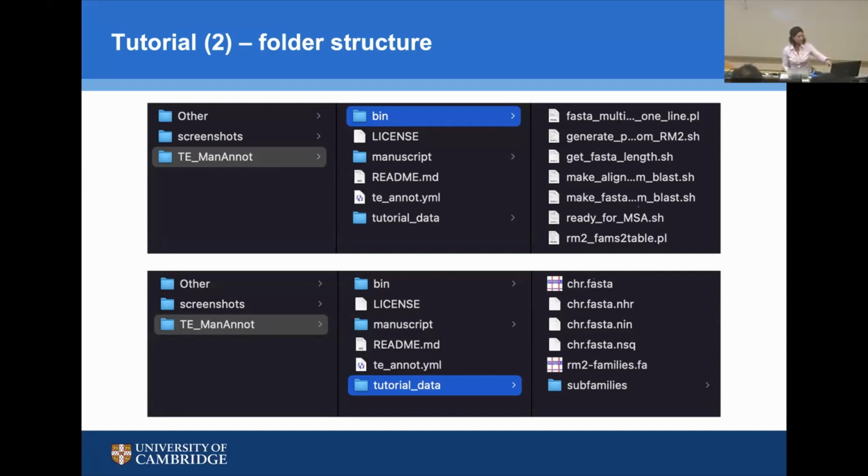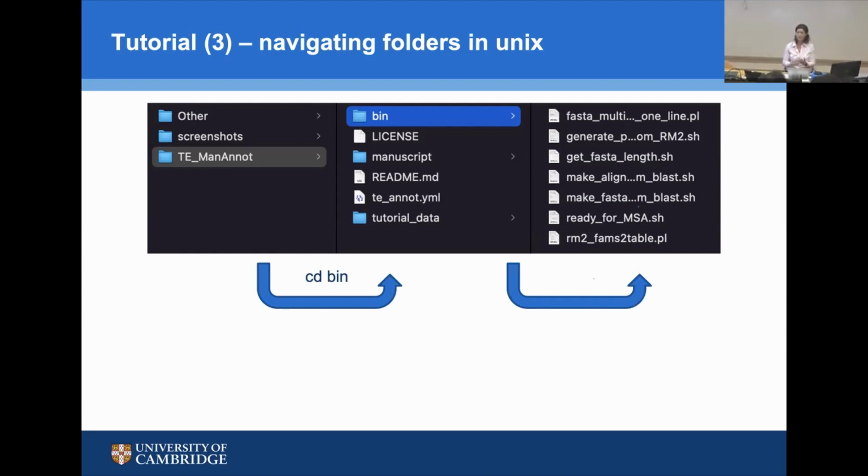In another folder, in the tutorial data folder, that's where you have the chromosome FASTA, which is a tiny dummy chromosome that we built for this tutorial. And you also have a small set of repeat modeler families that were found from that chromosome. So how do you navigate from one folder to the next? That is the command CD, which is change directory. So if you are in the TE man and not directory, you can do CD into bin, and that will take you to the next directory. And I think you have been shown how to list files within these directories.